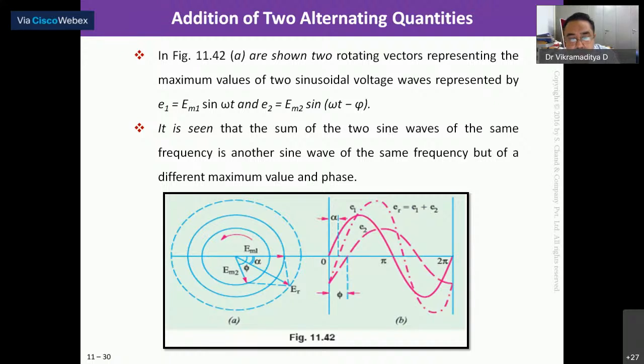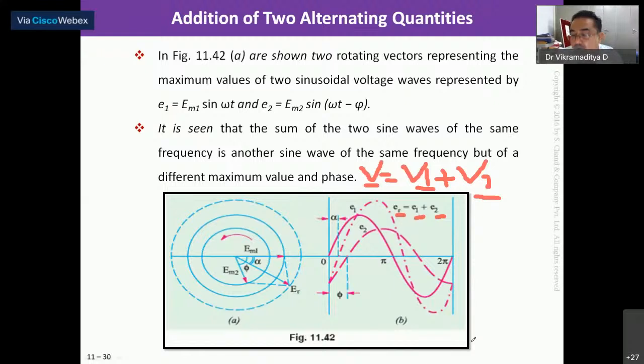Just as we have a vector law of algebra, if you remember, the resultant v is nothing but v1 plus v2. Here also the same law is there: if two vectors are there, let's say e1 and e2, e1 is one voltage, e2 is another voltage, then the vector law says that er is equal to e1 plus e2.